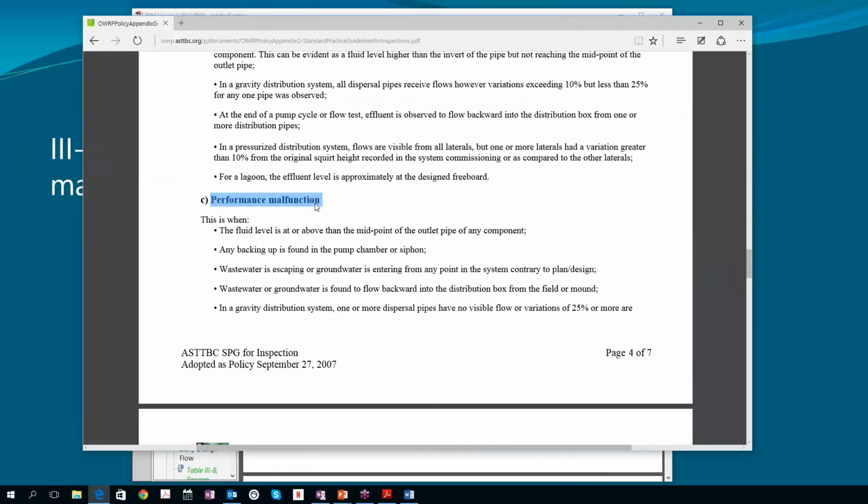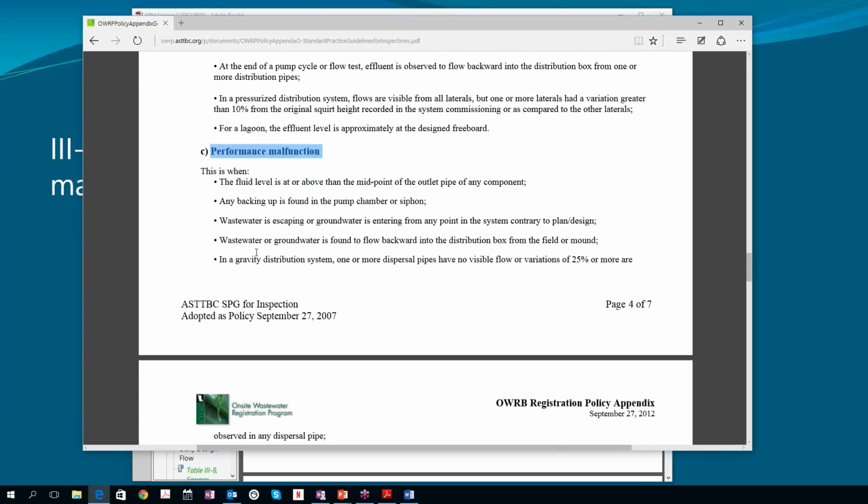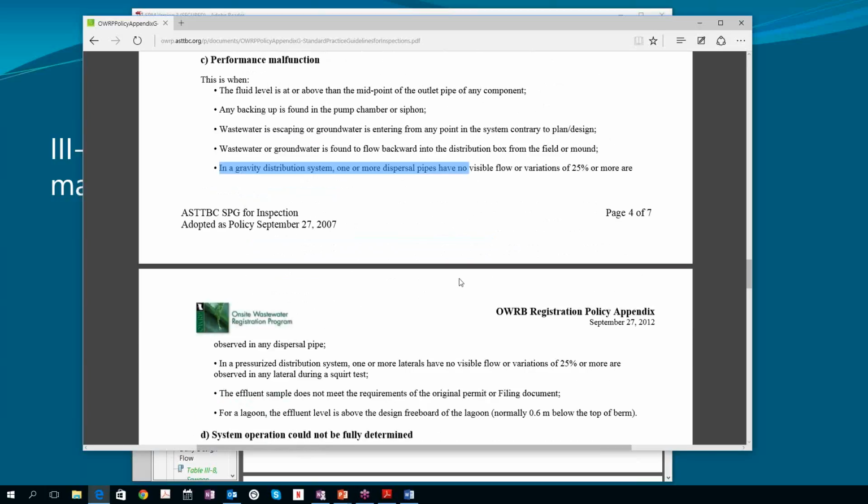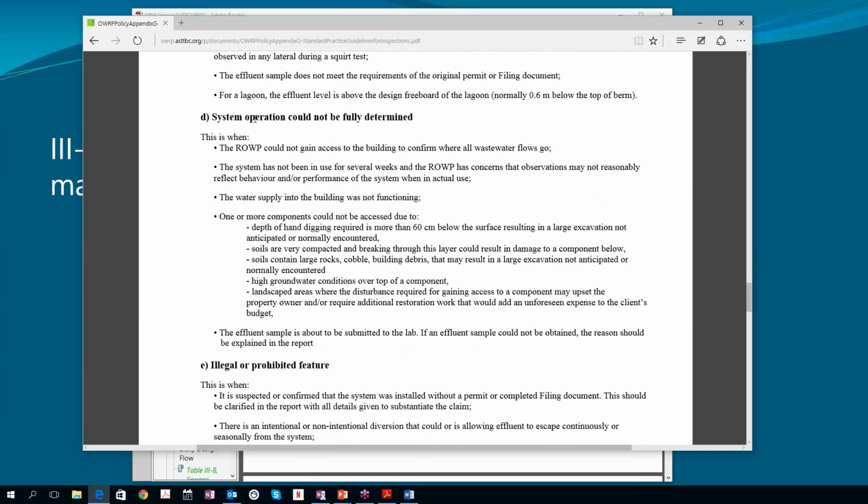Performance malfunction: backing up is found, wastewater is escaping, those kinds of things. No visible flow in some of the laterals in a gravity system. All mean a performance malfunction, which is a lot better than saying the system has failed or the system needs replacement. Trying to keep ourselves out of trouble.